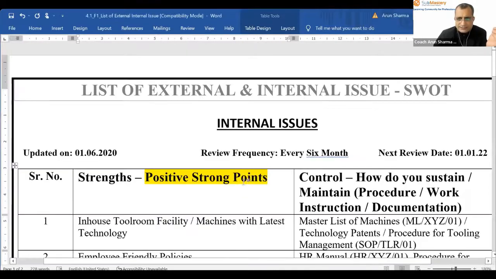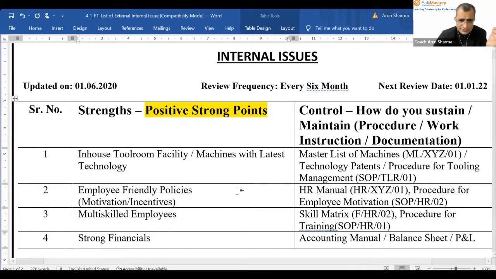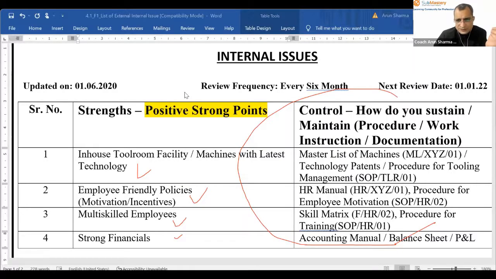Now let's see the example. Let's say the strengths: this company has an in-house tool room facility, employee-friendly policies, multi-skilled employees, and strong financials. Here you also give control. How do you sustain this? You can sustain it through some procedure, work instruction, audit, documentation, or review mechanism. That's how you can control. And if you talk about weak areas, there you need to make the action plan, and then the lead auditor will also look at the action plan and the status of that.